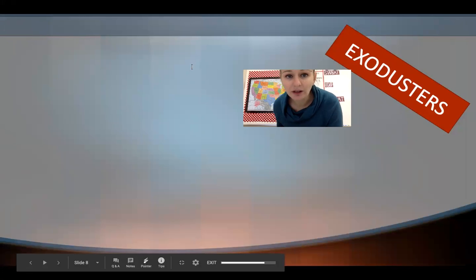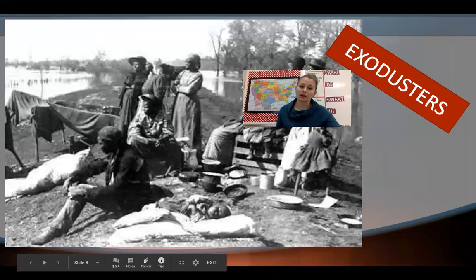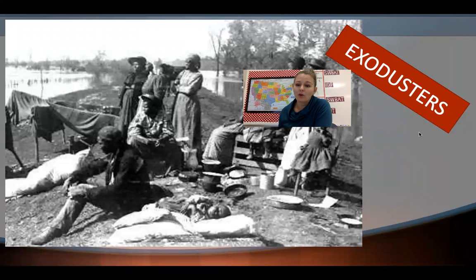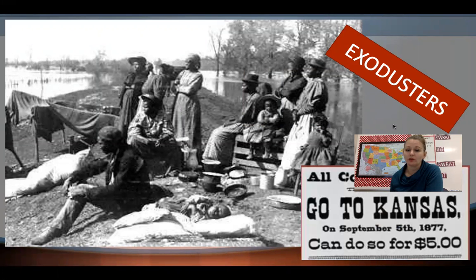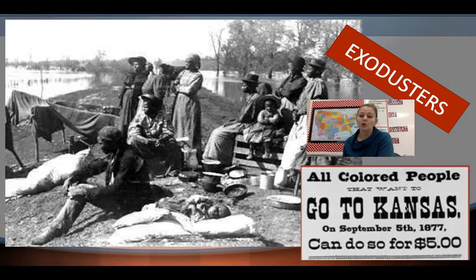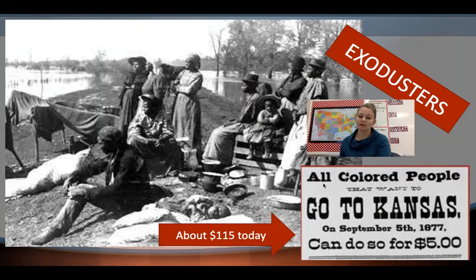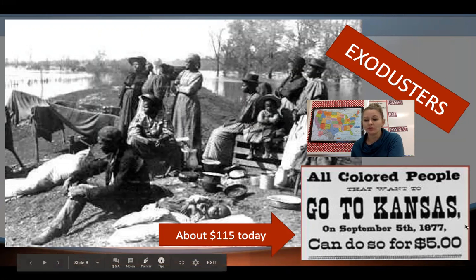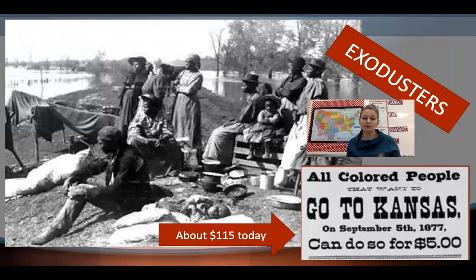So the exodusters, as I said, were African Americans that were moving out west once the war was over. And I told you a minute ago, a lot of them would move to Kansas. So here's an advertisement saying all colored people that want to go to Kansas can do so for $5. Now, $5 in 1877 is about $115 today. That was actually really hard for these newly freed people to get their hands on. So it would take a lot of commitment to decide, this is what we want to do.